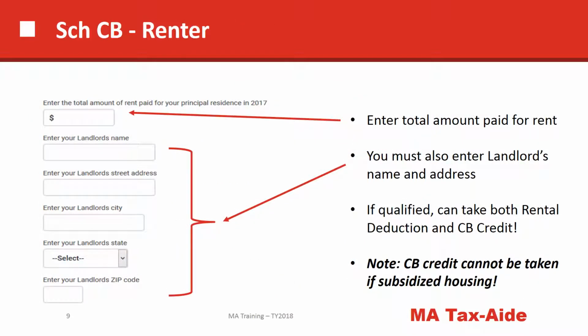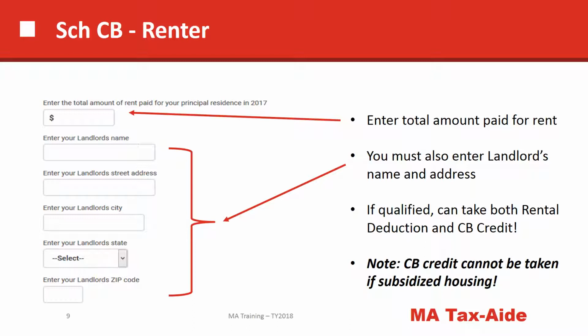In the case of a renter, you're going to put the total amount of rent paid. You also need to include the landlord's name and address. Now, very important, the circuit breaker credit cannot be taken if subsidized housing at all. And that means if there's any federal, state, or municipal subsidy, not entitled to take this credit.